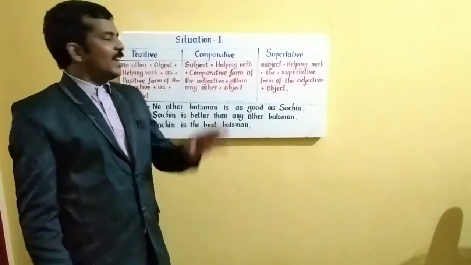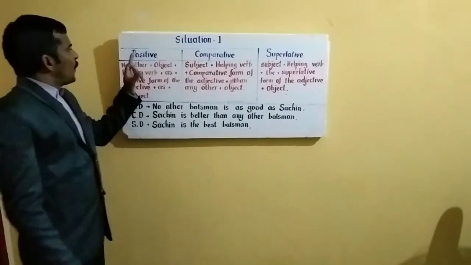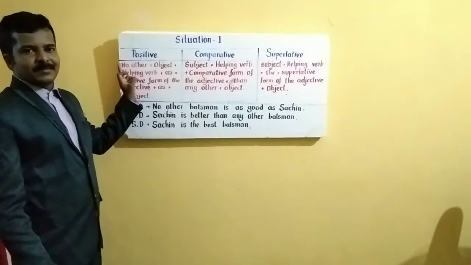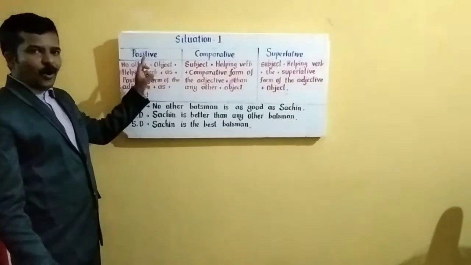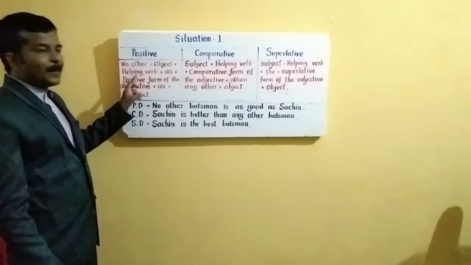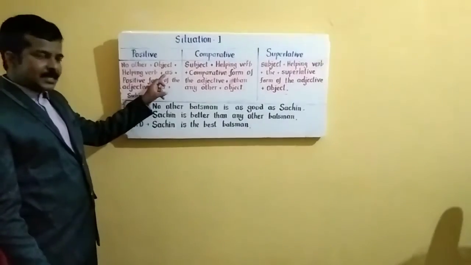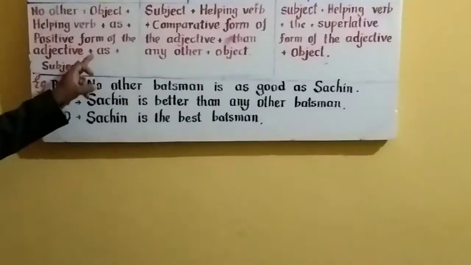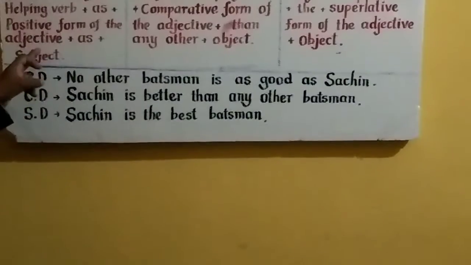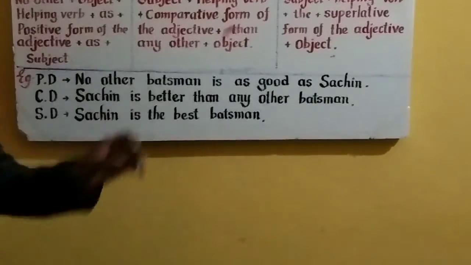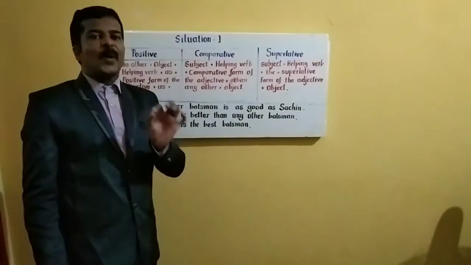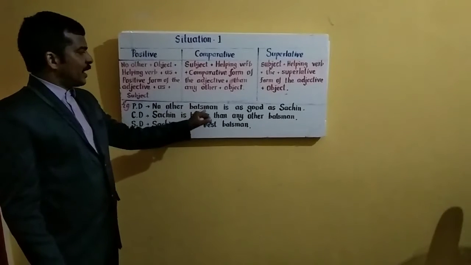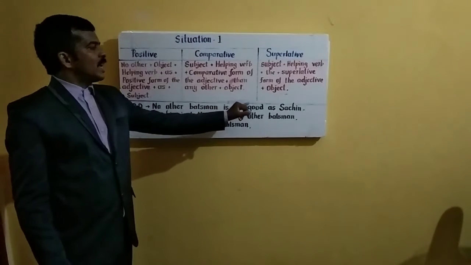I repeat, in situation 1, positive degree starts from "no other," followed by object, then helping verb, then "as" plus positive form of the adjective plus "as" and finally subject. This is the structure of a sentence in positive degree. For example, no other batsman is as good as Sachin.